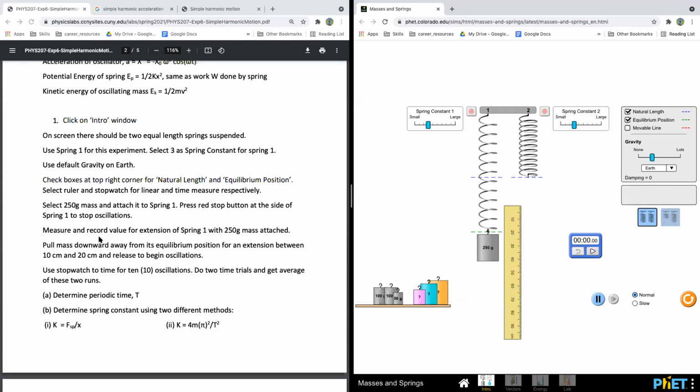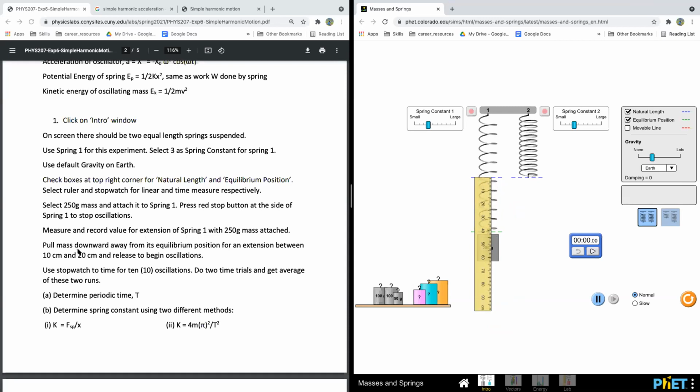Press stop and measure and record the value for extension of spring 1 with 250. So extension is from the natural length. Before we applied the weight, this is the natural length. After we applied, it's here. So it's 41, I would say it's 41 centimeter. So this is for, you measure the extension.